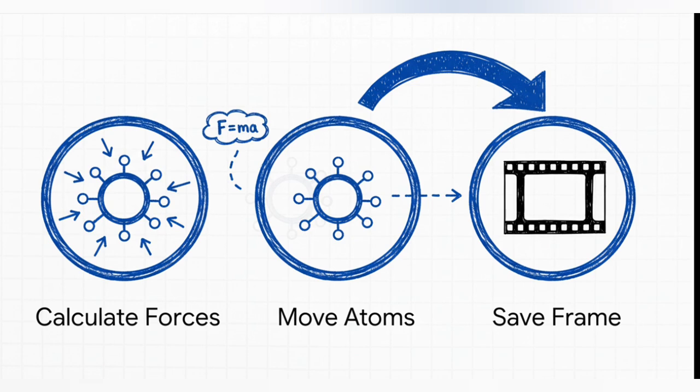Then it uses Newton's laws to figure out exactly where each atom will move in the next tiny sliver of time. It saves that new position as one frame of our movie, and then it does the whole thing again. Calculate forces, move atoms, save frame. Over and over, millions and billions of times.